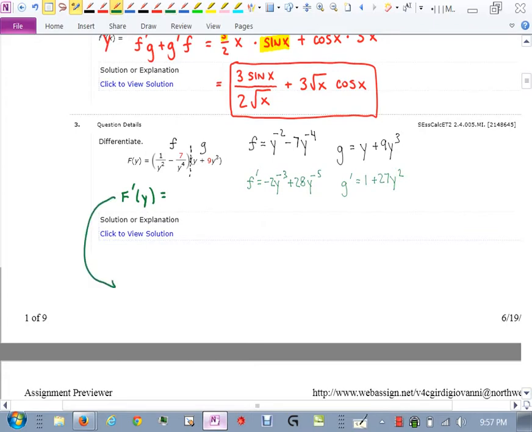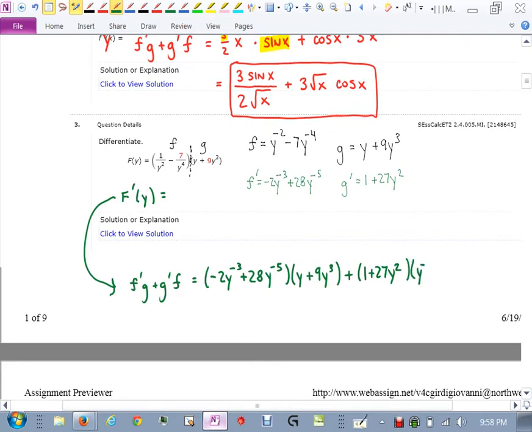So my f prime of y should be, my capital F prime of y should be f prime g plus g prime f, which is negative 2y to the negative 3 plus 28 y to the negative 5 times g is y plus 9y cubed, then plus g prime, which is 1 plus 27y squared, times f. F was y to the negative 2 minus 7y to the negative 4.